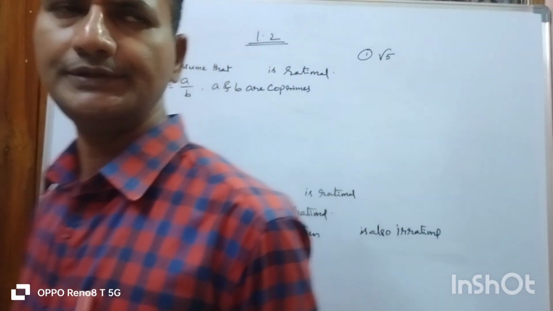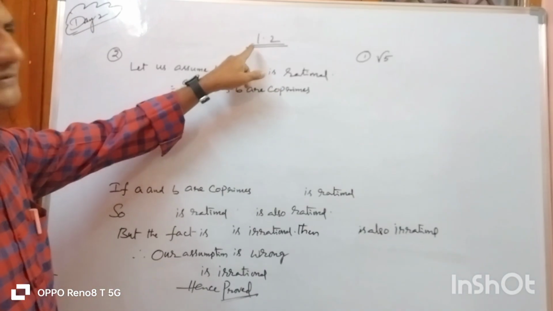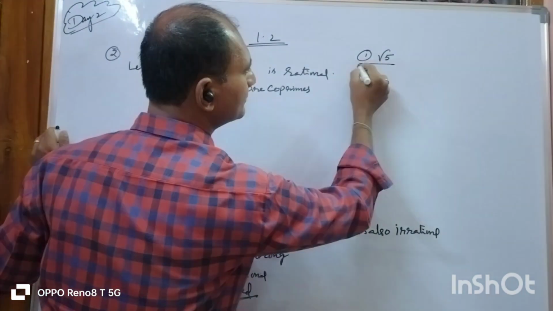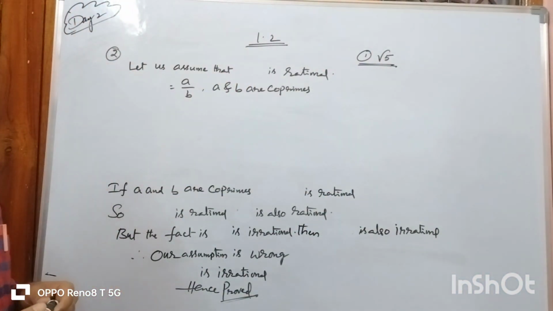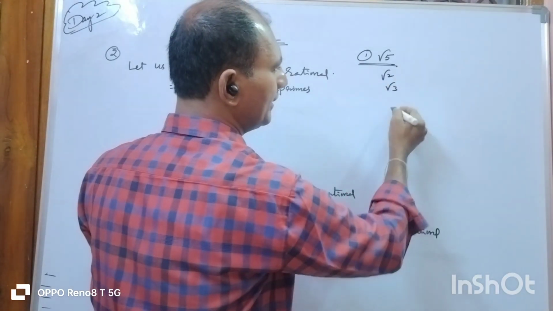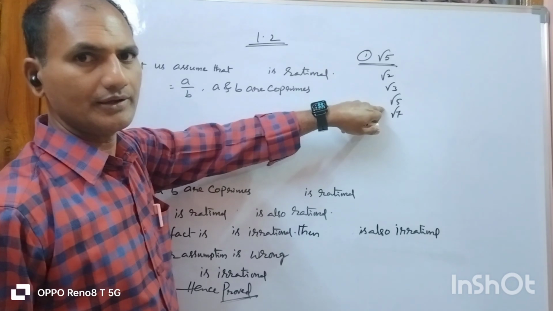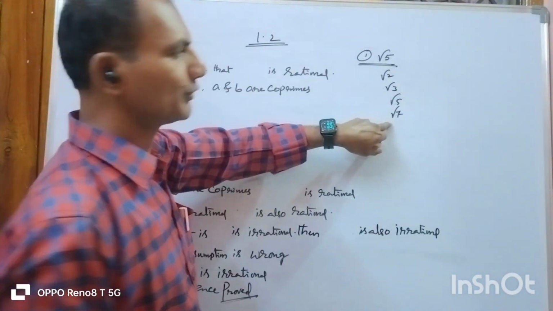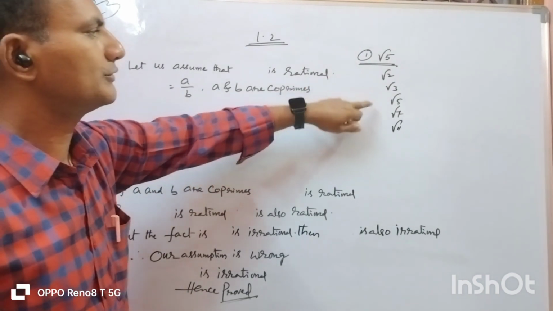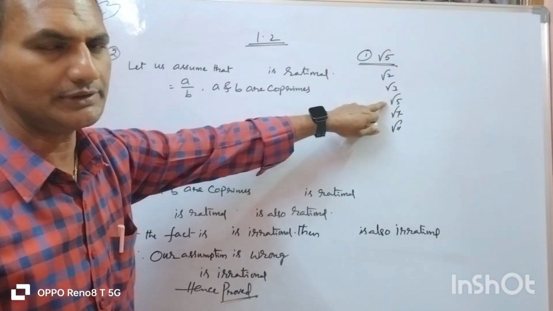Next question. Now examples are completed. Now exercise 1.2. In that exercise, the first question is root 5. I already told you root 2, root 3 and root 5. Root 7 and root 11 also we can write. These three are very, very important: root 2, root 3, root 5. Okay, that is the first question.